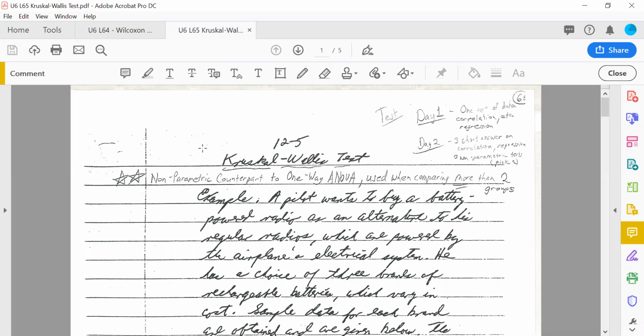This is the Kruskal Wallis test. This is another non-parametric test. And this test happens to be the non-parametric counterpart to analysis of variance, specifically one-way analysis of variance. When did we use one-way analysis of variance again? When we compared more than two groups.